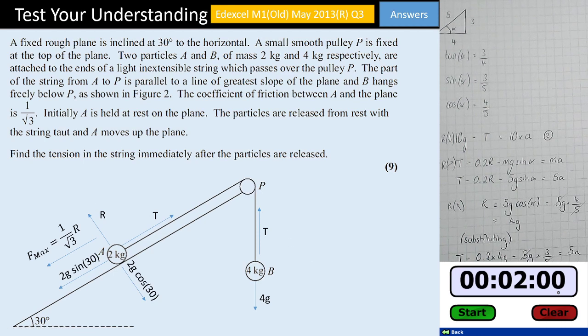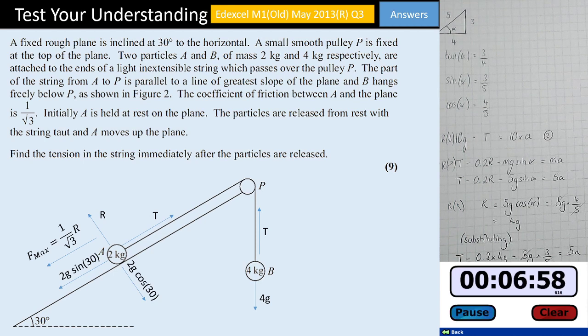So, our next objective: this was 9 marks. We've spent 2 minutes of it drawing a diagram, which means that we've got 7 minutes left to see if we can solve the problem and find the tension in the string immediately after the particles are released.